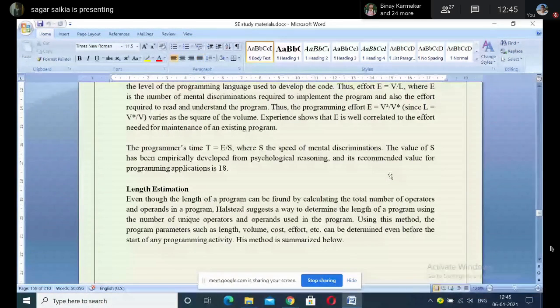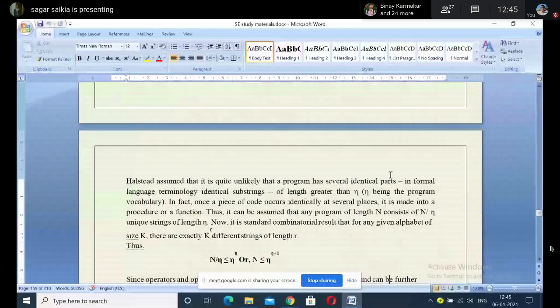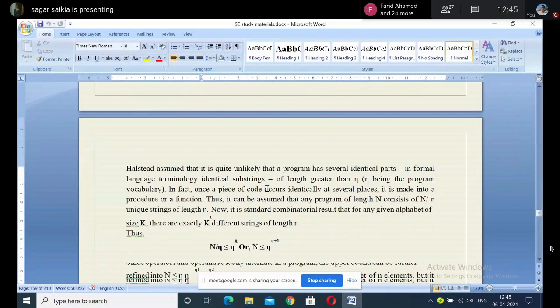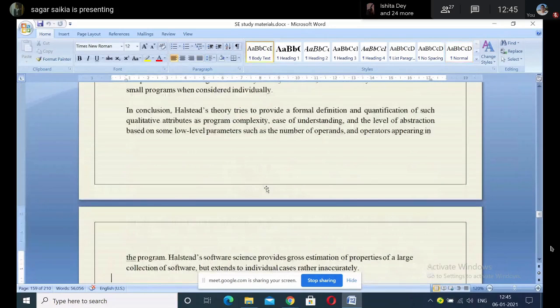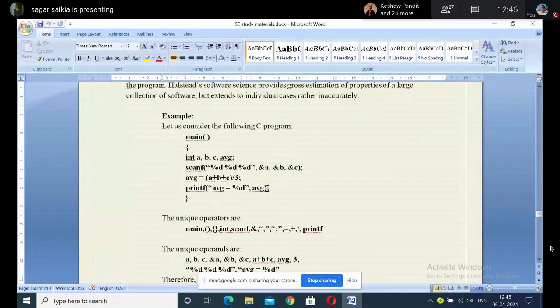Estimation also can be found by using this equation. So eta we have already found, it is the program vocabulary. We just have to substitute the values and get the result. These so many equations are not all required. So one example is there, let us see. It will be helpful for understanding Halstead's approach.